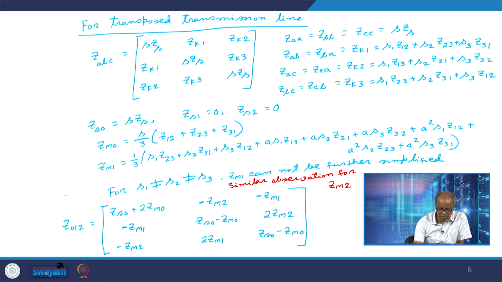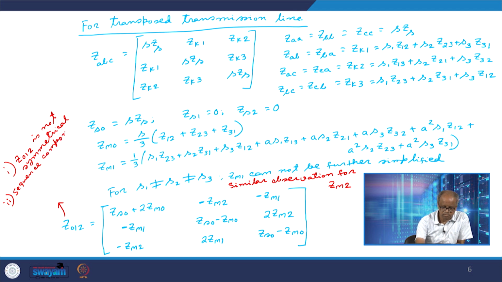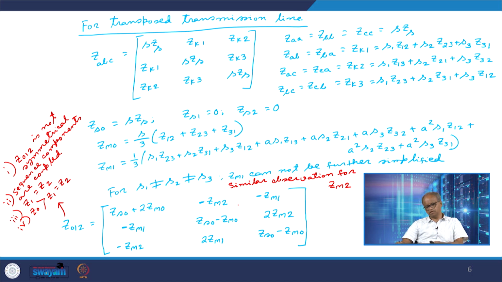Again, the same thing: it is not symmetrical. So the observations are: one, Z012 is not symmetrical. Two, the sequence components are coupled, same comments. Three, Z1 is equal to Z2, and four, Z0 is greater than Z1 is equal to Z2. Only thing is that the off diagonal elements have become a little more simplified, but other than that, all these four conclusions which are true for any general sequence impedance matrix are also true.